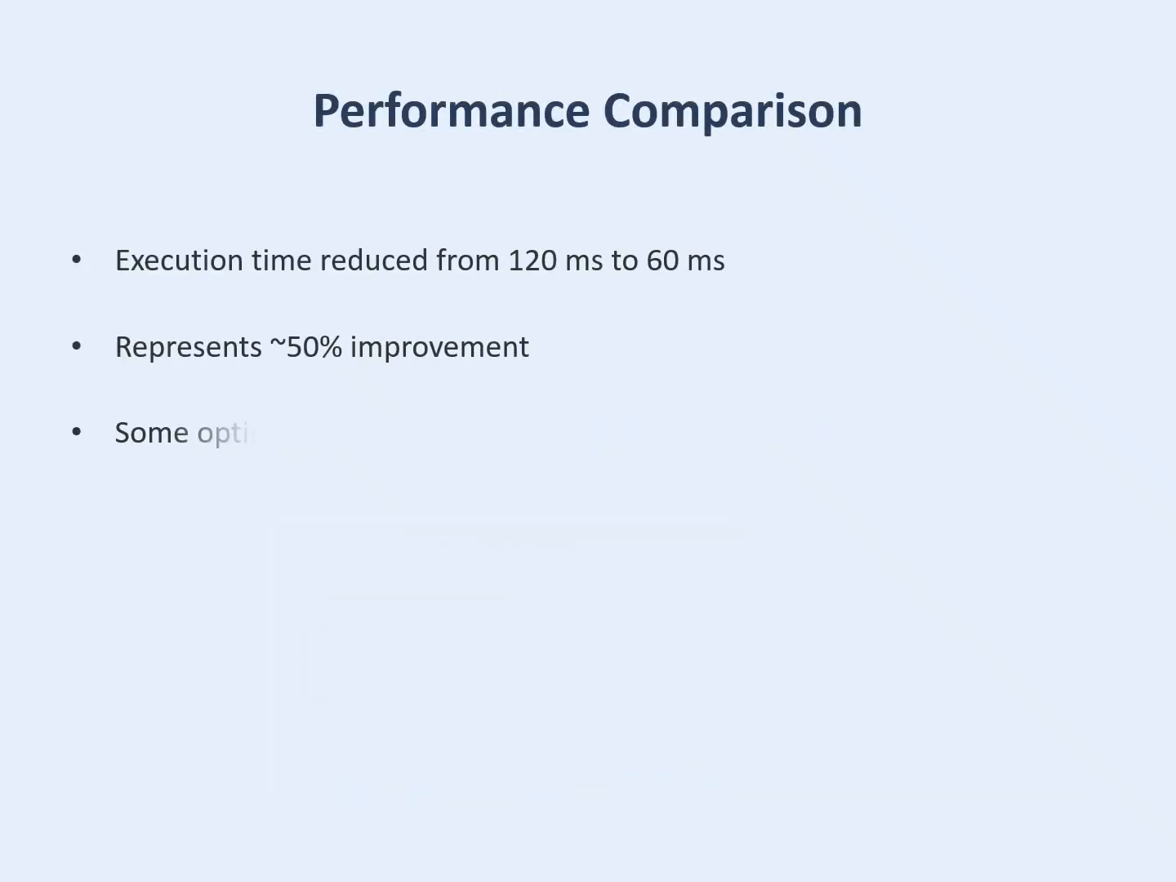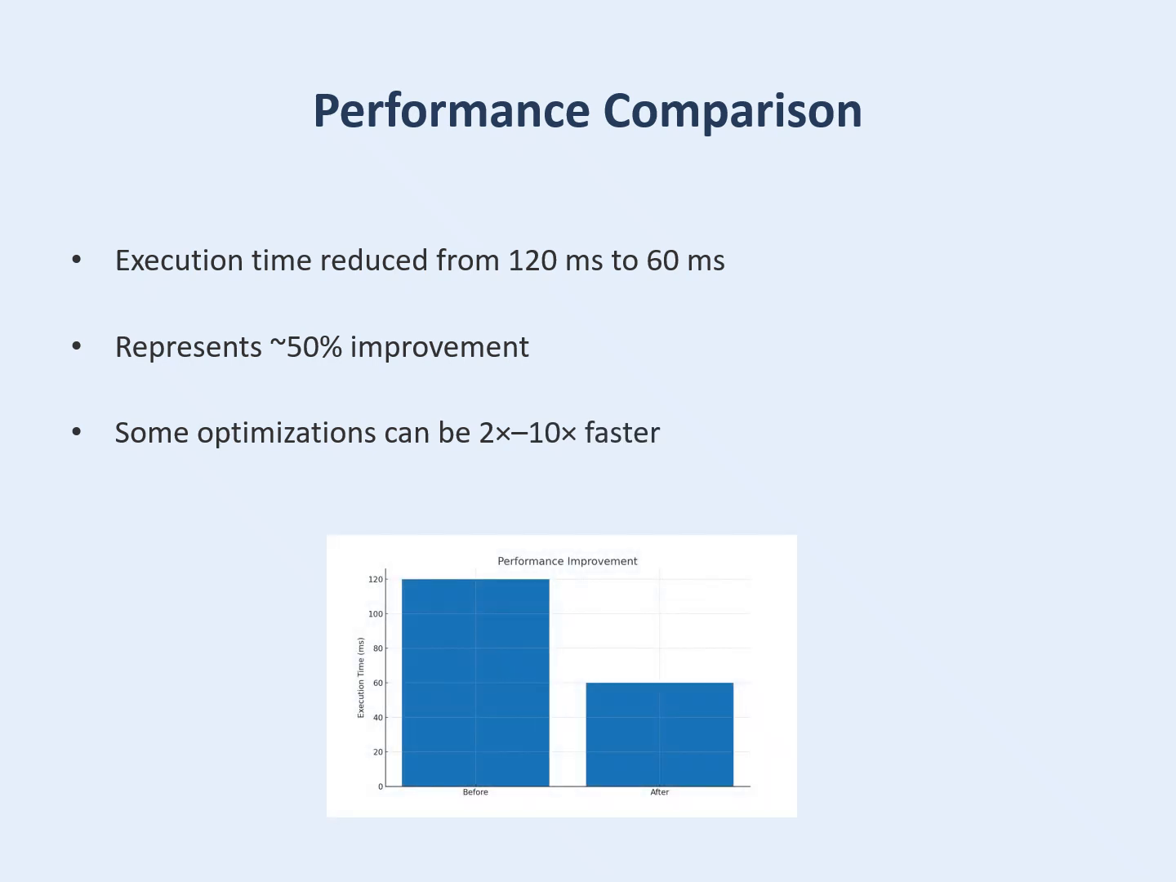In this specific example, execution time dropped from 120 milliseconds to 60 milliseconds. That's a 50% speed boost. And with more advanced optimization, you can sometimes see improvements of 2 times, 5 times, or even 10 times.